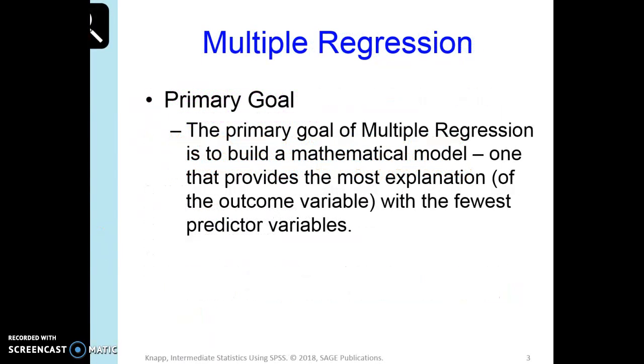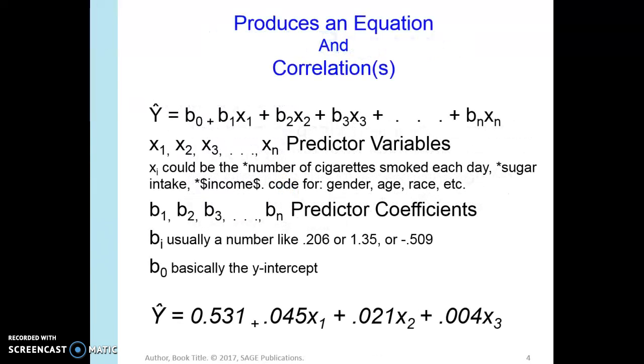Multiple regression. The primary goal of multiple regression is to build a mathematical model. That's going to be an equation, one that provides the most explanation of the outcome variable with the fewest predictor variables. It produces an equation and correlations. That's what multiple regression does. We sometimes refer to it in writing as MLR, multiple linear regression.